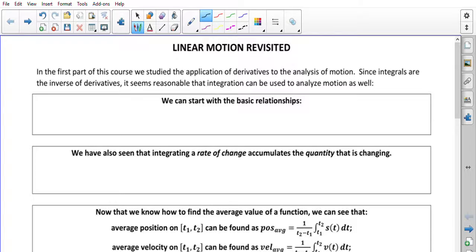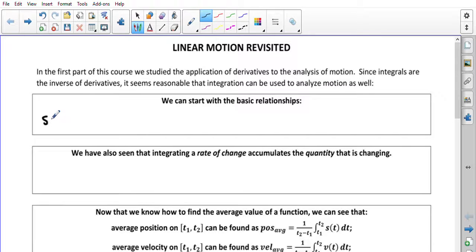Okay, so what we're going to look at here is some more stuff on motion. You might remember we did this last semester. Obviously, there are some derivative relationships with motion, and it makes sense then that there would be antiderivative relationships. So now that we've got all that behind us, we can go ahead and look at how this works.